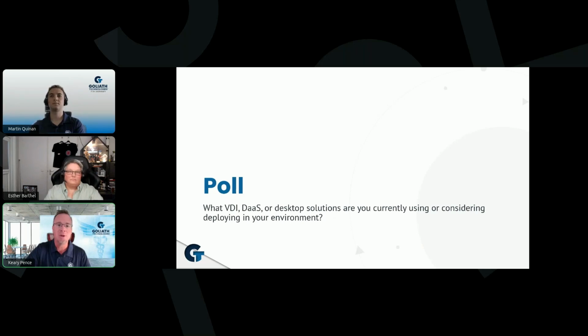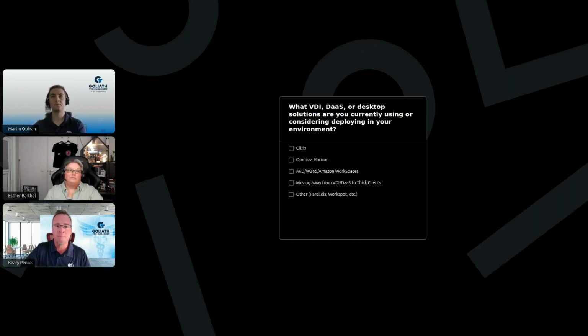Again, I assume everybody is going to be checking Citrix, and this is a multi-select, so you can select all. Some of you have Citrix and Horizon. I know some of our customers do. Some of you are considering moving away from Citrix or VDI and DaaS altogether. We're hearing a lot more people moving away from VDI and DaaS and just going to thick clients again. And some of you are moving away from VDI, using a secure browser like Parallels or some other technologies.